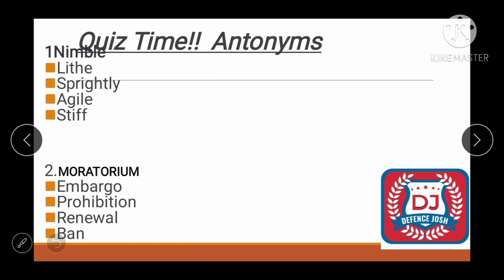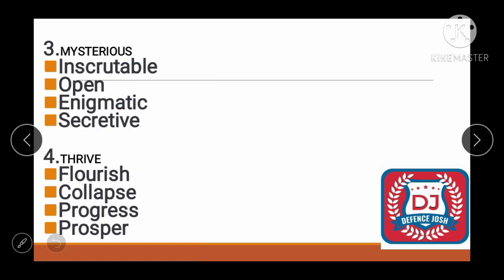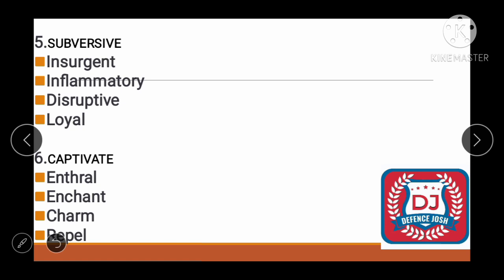The first one is nimble. So what would be the opposite of nimble? It would be stiff. Alright. Because all others have a similar meaning to nimble. Alright. So next one is moratorium. So opposite of the moratorium would be renew. Alright. Next one is mysterious. So opposite would be open. Next one is thrive. So opposite would be fail or collapse. So opposite will be collapse. Next one is subversive. So opposite of subversive will be loyal.